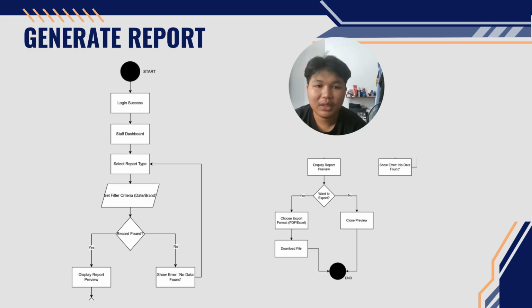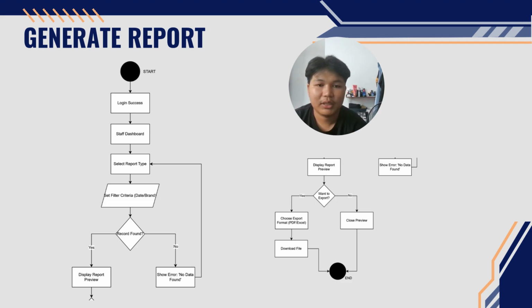Decision point, data validation: record found? The system checks the database based on the filter. If no record exists, the system triggers the exception flow showing an error message, no entries found. This redirects back to the select report type stage to try different criteria. If yes, a record is found, the system proceeds to display the report preview.